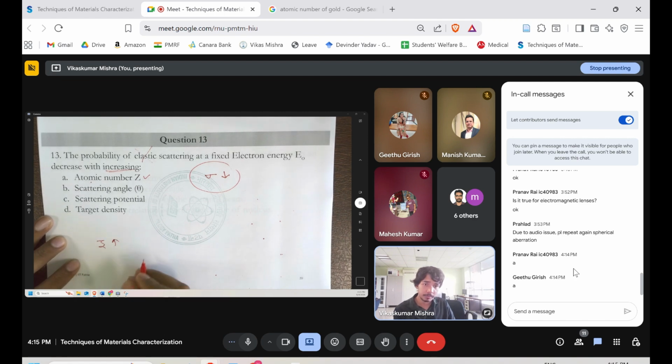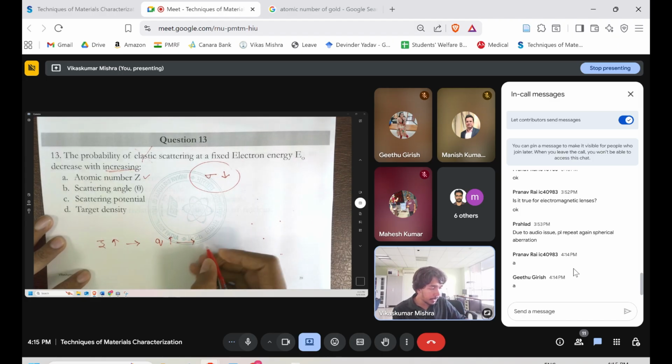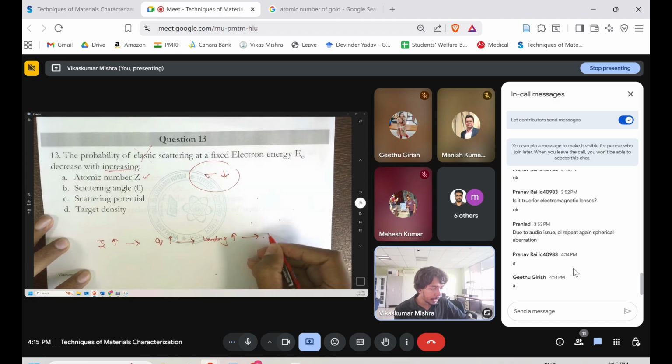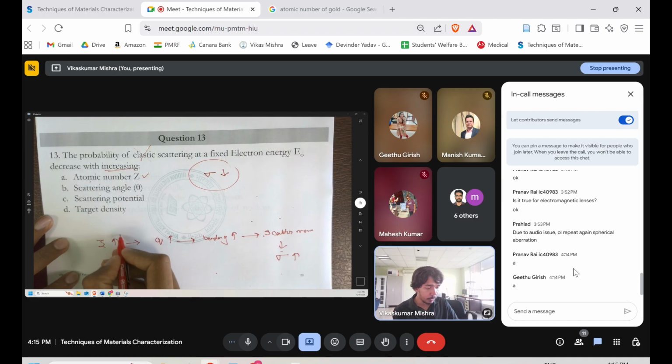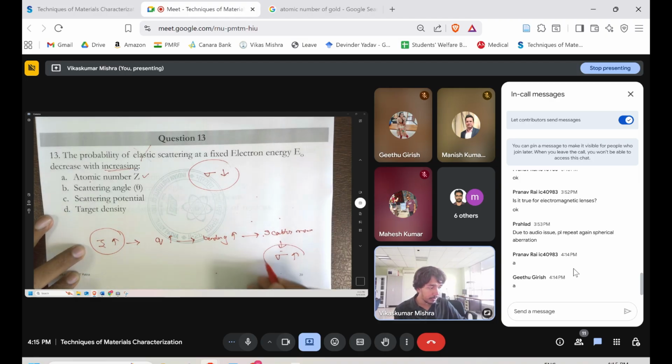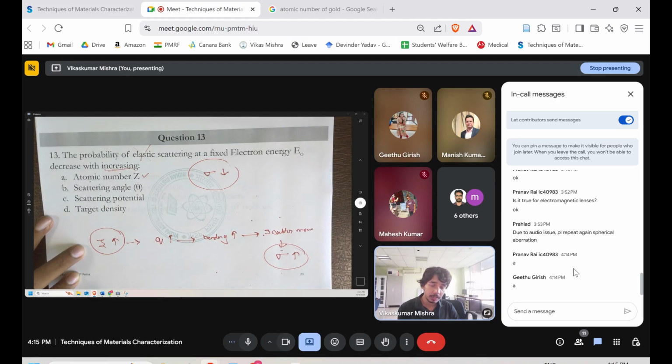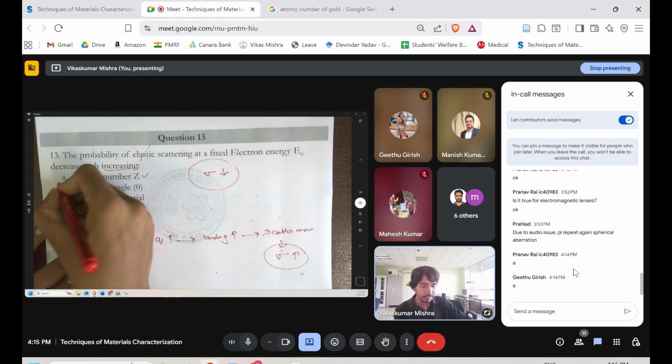Atomic number is increasing. It means that the overall charge on the nucleus is increasing. It will deflect more, like more bending will be there. If bending is more, it means that it will scatter more. That means that the sigma will increase. So increasing the Z will not decrease the sigma. So option A is incorrect.